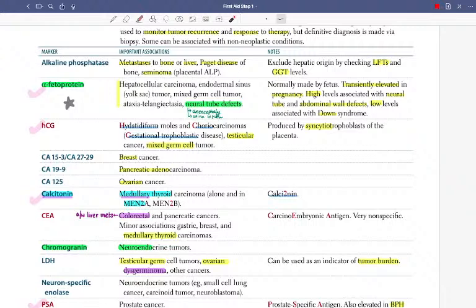Okay, because they love the gynae tumors and tumor markers. ALP, seminoma, placental ALP. Alpha fetoprotein: hepatocellular carcinoma, endodermal sinus tumor, that is yolk sac. Okay, yolk sac, mixed cell, yolk sac. Another name for yolk sac tumor is endodermal sinus tumor. Very important, very very important.